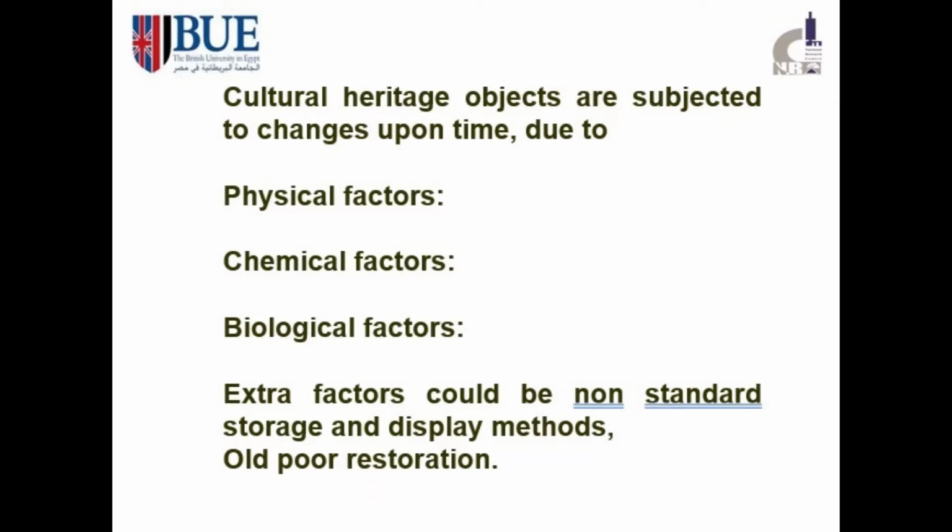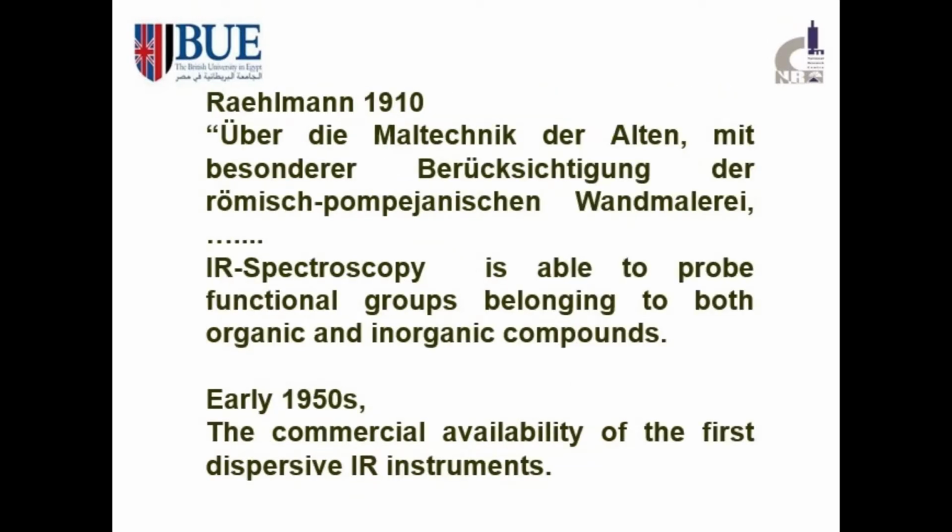As early as 1910, molecular spectroscopy started as a tool to study cultural heritage. With the help of infrared spectroscopy, it could be used to probe the functional groups belonging to both organic and inorganic compounds. By 1950, the first dispersive infrared spectrometers became commercially available. But dispersive instruments revealed themselves as slow, quite limited in spectral resolution, and rather insensitive.